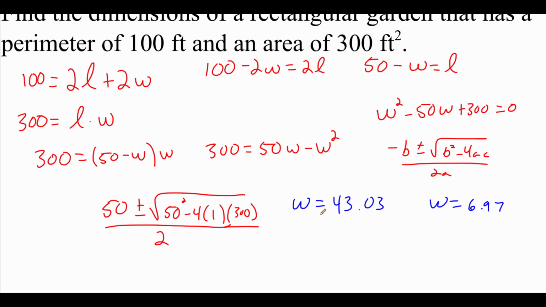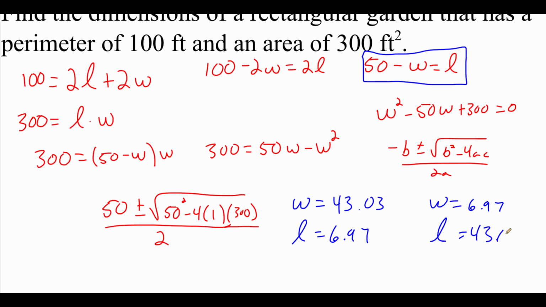Now we still need to get our associated lengths with these. So I'm going to use this equation right here where we've got 50 minus W equals L. So if I plug in this value for W and I take 50 minus that W value, then we're going to get the length to be about 6.97. And if I do the same thing with this other W value, then the length ends up being 43.03. So we can see that those are the same numbers. It just kind of depends on which one we're looking at as being the length versus being the width.